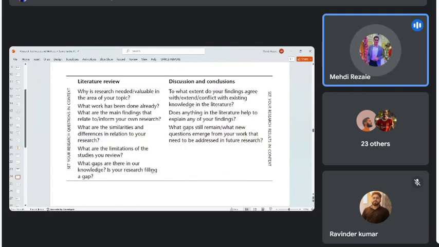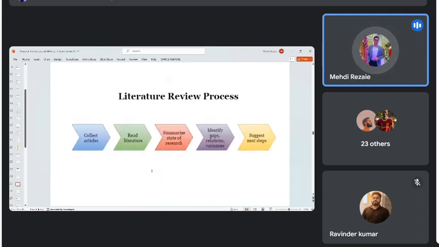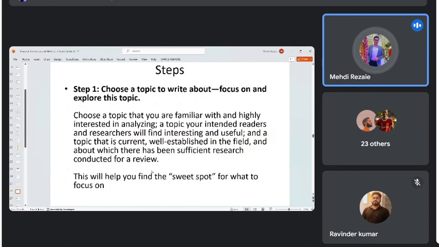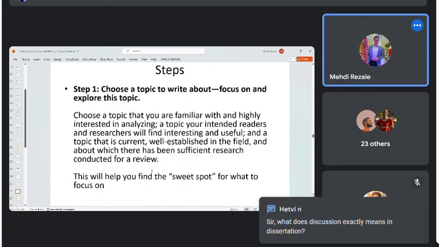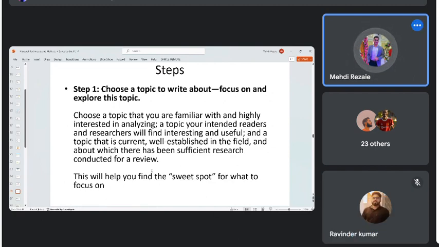Okay, a detailed literature review process, I'll explain this in another session. It's like finding out the right sweet spot for what the literature is all about, how to choose the topic to write, and what things you have to focus on. So when it comes to literature review, how is that topic sufficient for your research? Are there interesting things that you find out?